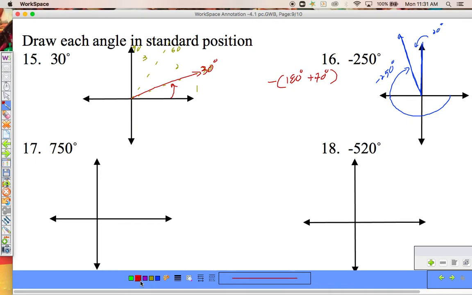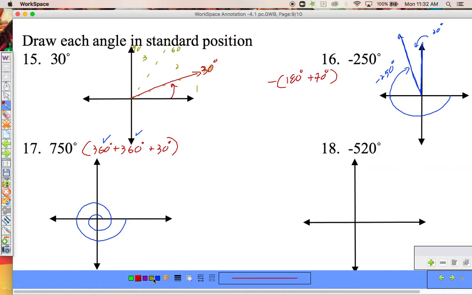750 degrees is a real big one, so I'm going to break this one up too. In 750, I have 2 full rotations, 2 360s. And then I need an additional 30 degrees. So I'm going to look at 750 as 360 plus 360 plus that leftover 30. So to draw this, I need to go around 2 times to start. That's my 720.